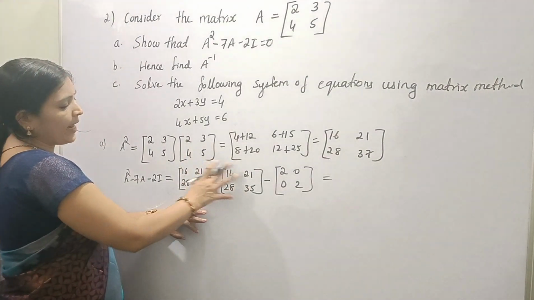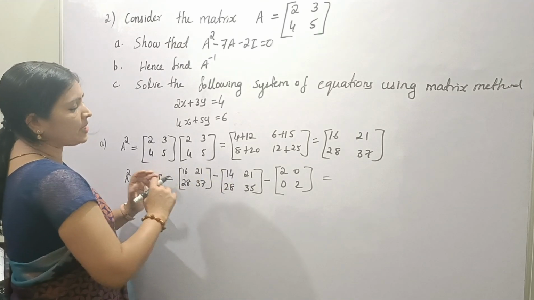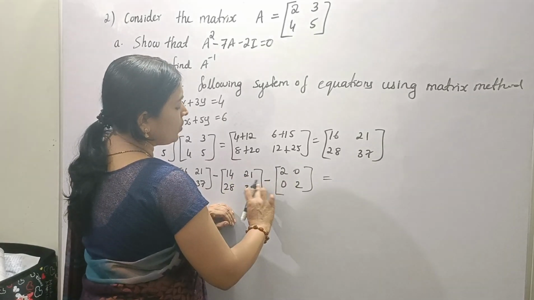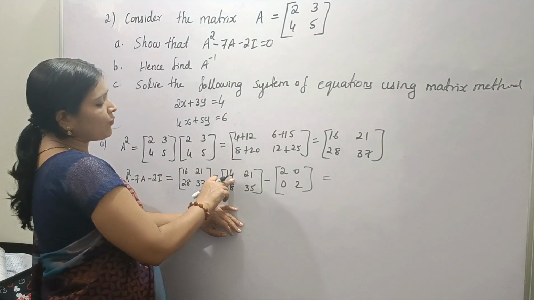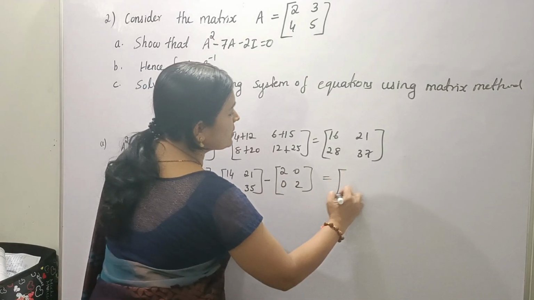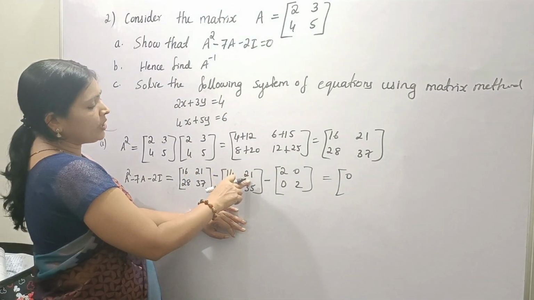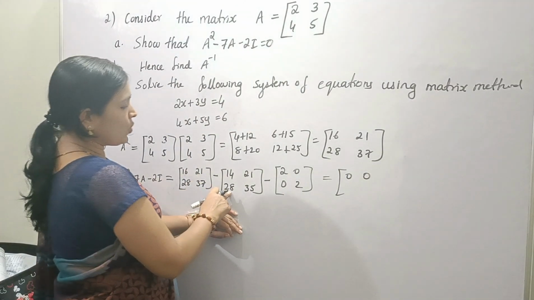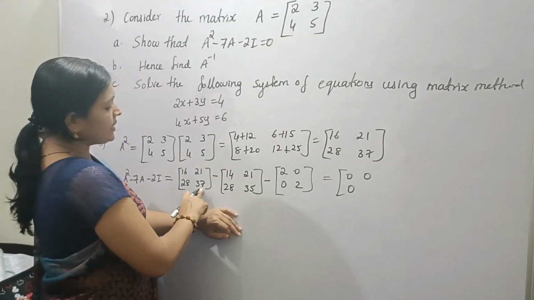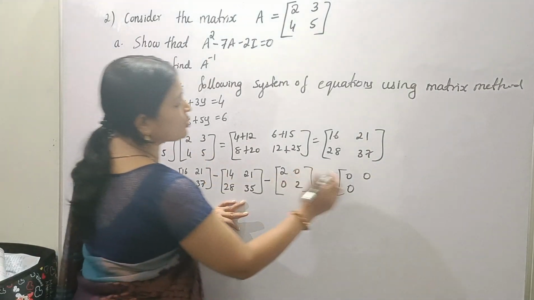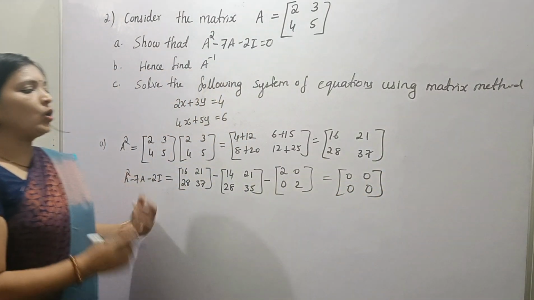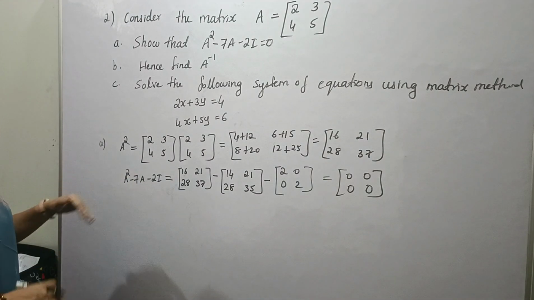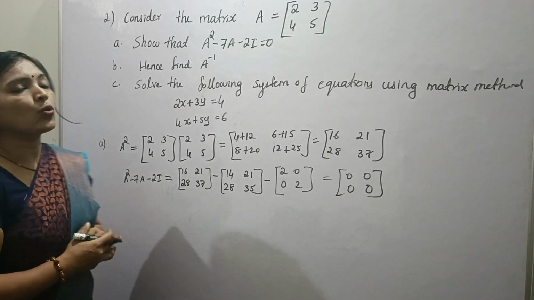Let's first of all subtract these two matrices. Subtract the corresponding elements. 16 minus 14 is 2, 2 minus 2 is 0. 21 minus 21 is 0, 0 minus 0 is 0. 28 minus 28 is 0, 0 minus 0 is 0. 37 minus 35 is 2, 2 minus 2 is 0. That is, we have got a zero matrix. So we have got A square minus 7A minus 2I is equal to 0.